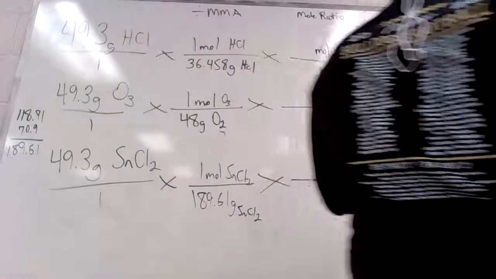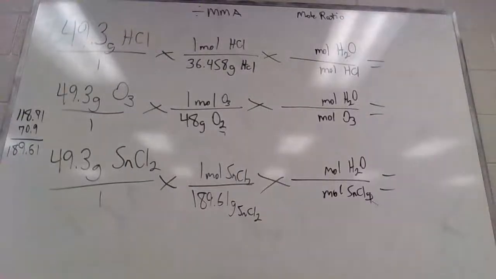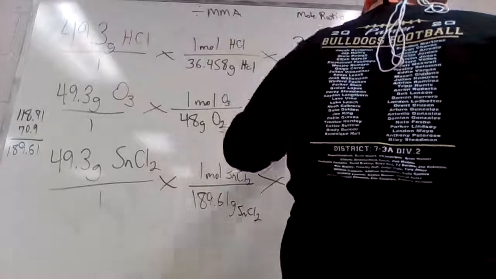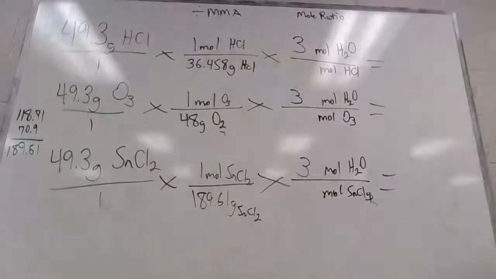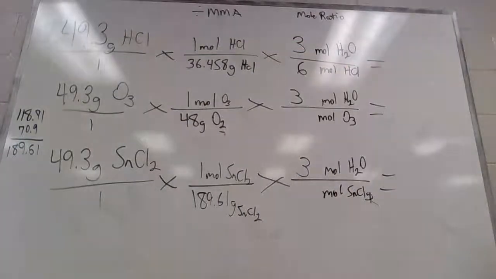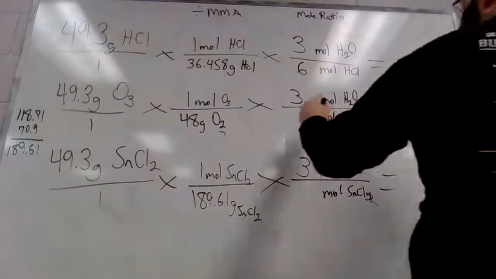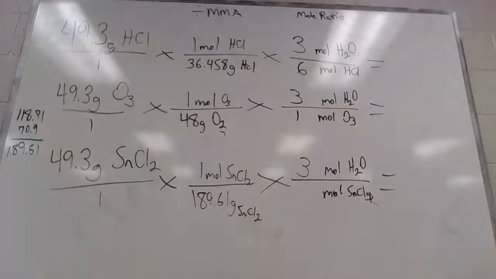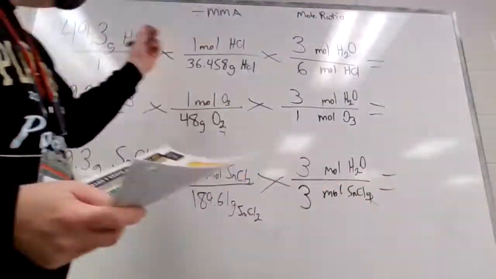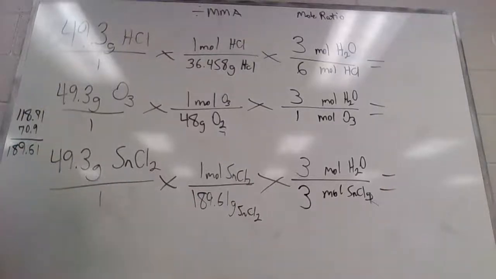And my numbers here are going to be from my coefficients in my balanced equation. So I've got a 3 for all the oxygens. I've got a 6 for the HCl. 1 for the O3. And a 3 for the SnCl2. So now I have all my problems set up. I'd get my 3 answers.